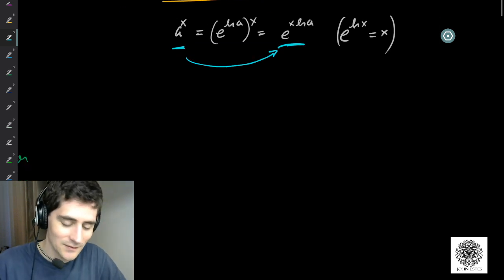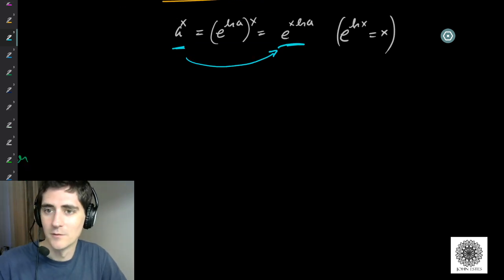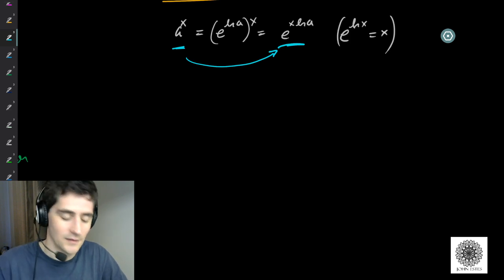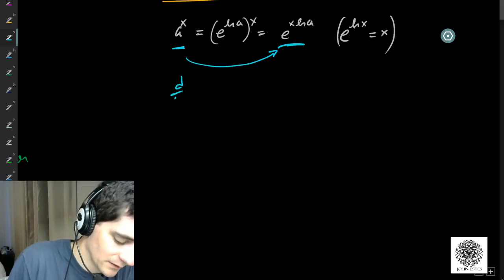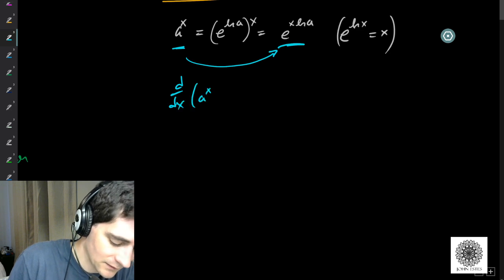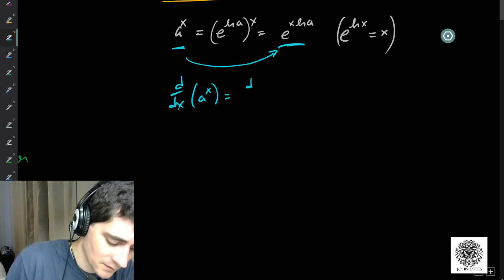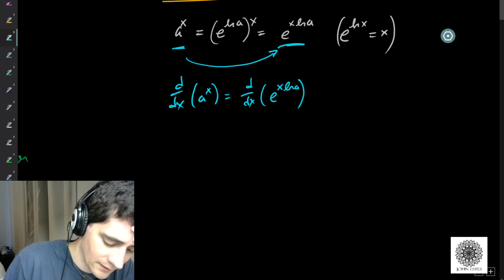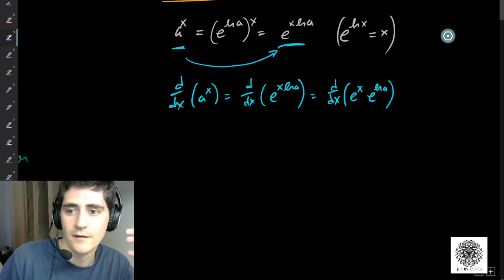Now, what that means is if I'm going to take the derivative, I can do it. It's just a simple substitution, right? So the derivative of a to the x, I mean, think about it in this term: the derivative of e to the x ln a, and remember, that's saying the same thing as e to the x times e to the ln a power, okay?